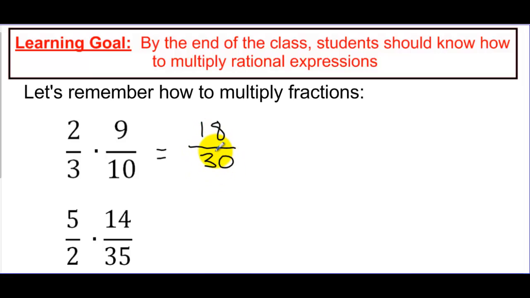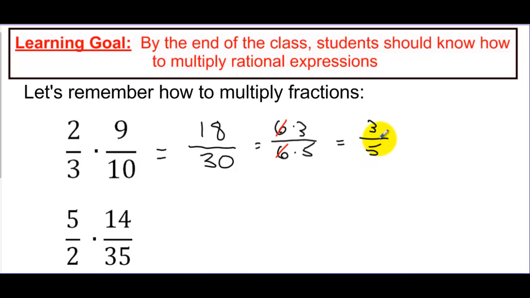And then I need to look at this and see if it's reducible at all. Right? And in this case, it looks like the top and the bottom have a 6 in them. So I'm going to say this is the same as 6 times 3. And the bottom also has a 6 in it. It's the same as 6 times 5. And then I can cancel out the 6's. And it looks like my final answer is 3/5. Right? So that's how we multiplied normal fractions.